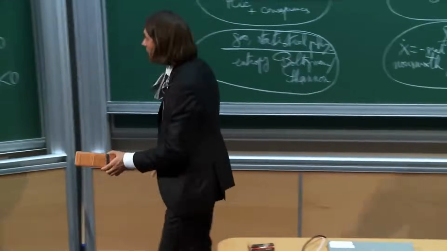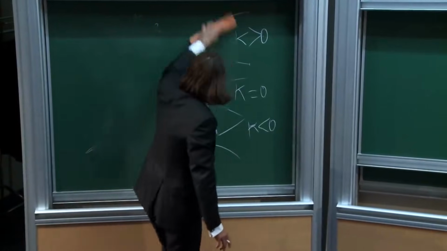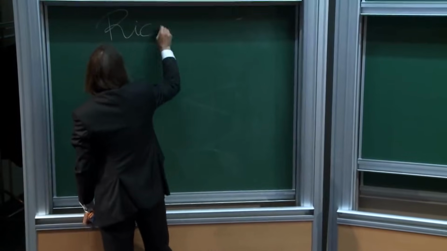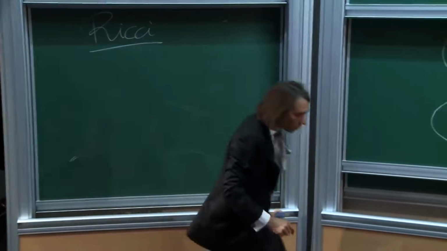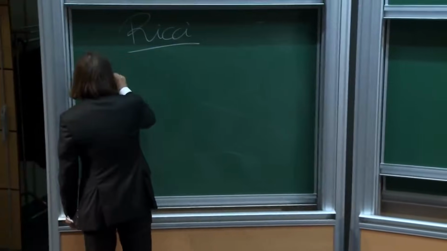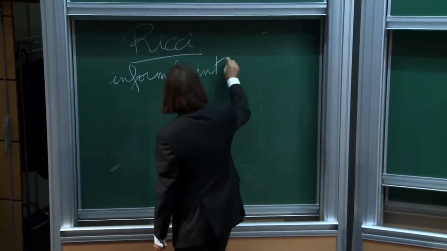Please interrupt me if I am going too fast or too slow. So here is an interpretation about Ricci curvature, the one that you can explain to anybody. So it's an informal interpretation.